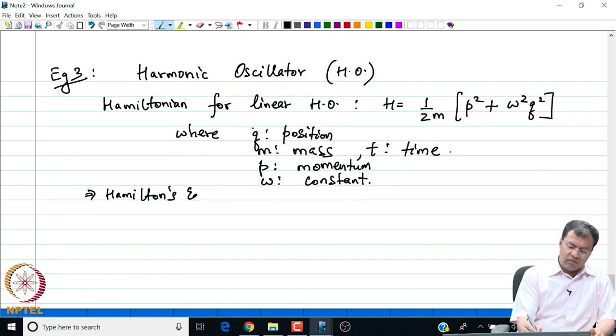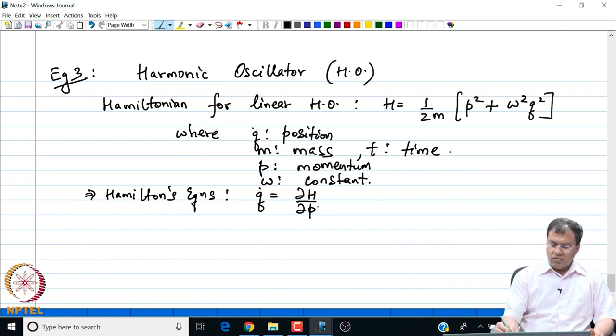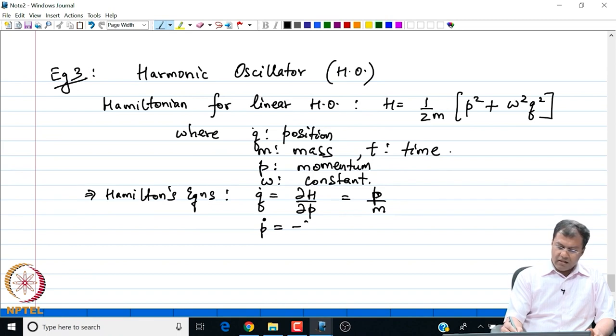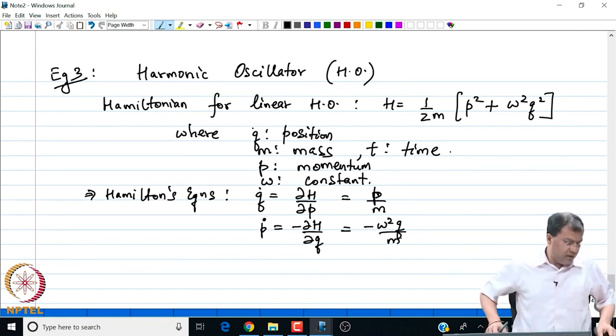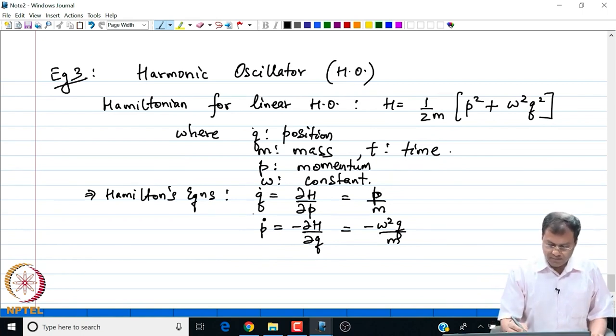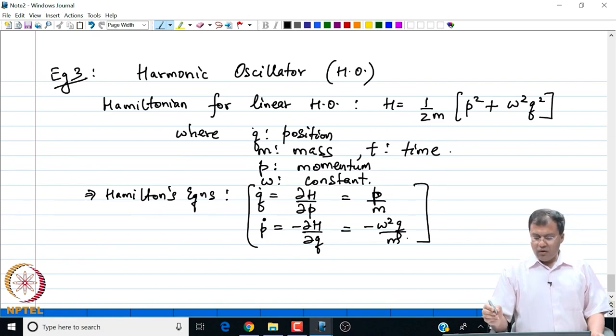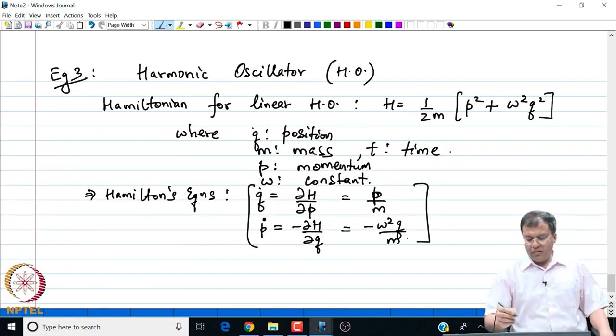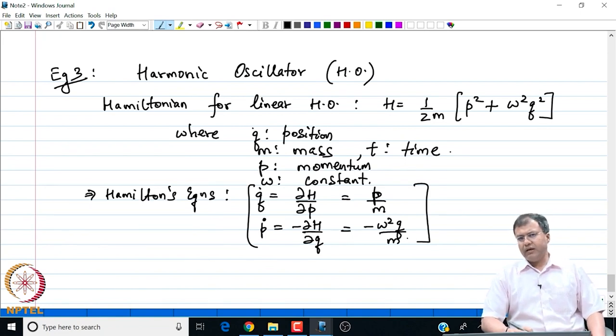Which means, the moment we have a Hamiltonian, my Hamilton's equations are as follows: Q dot is equal to partial H partial P, which is also equal to P by m. And P dot is minus partial H partial Q, which is also equal to minus omega square Q by m. So, that is my Hamilton's equations.